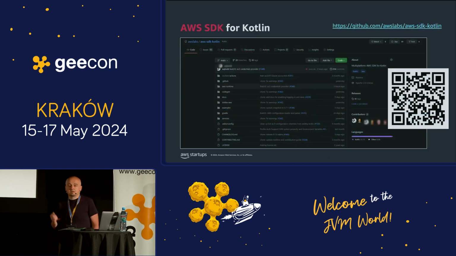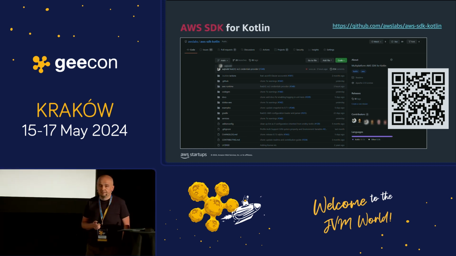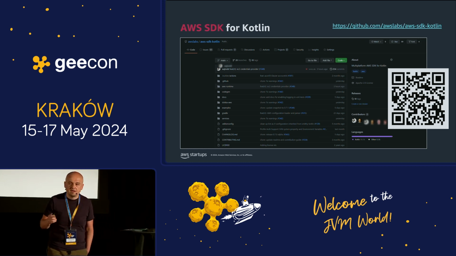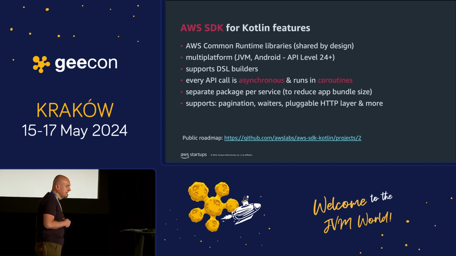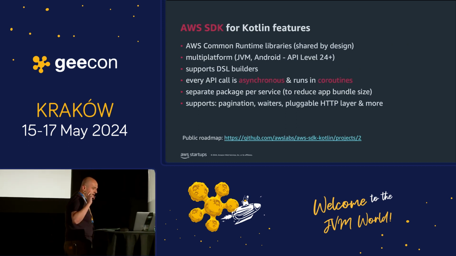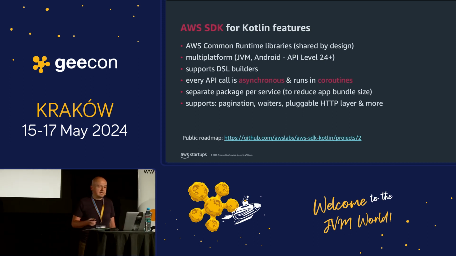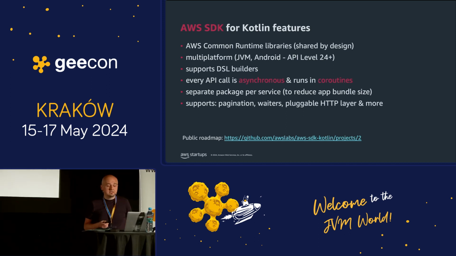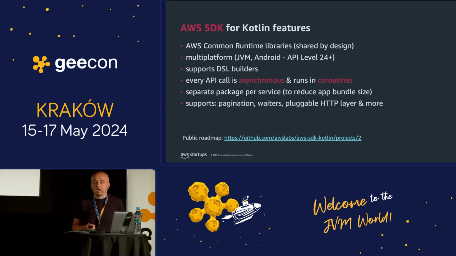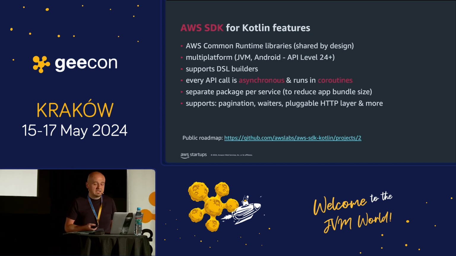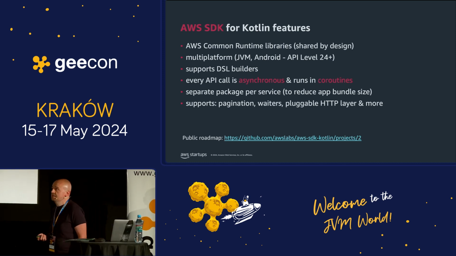Okay, so this was easy, and probably you've heard about this SDK and you probably use it. But did you know that there is also an SDK for Kotlin? And that's an interesting thing. Here's the link, you can try it. It's a separate SDK. It's not just the SDK for Java dressed up as an SDK for Kotlin. This one is Kotlin native, I would call it. It does use the common runtime library, which is used by every SDK. But in this one, for instance, all the calls are fully asynchronous, and they run in coroutines. It supports DSL builders and many other mechanisms. And it's also packaged in a way that reduces the bundle size.